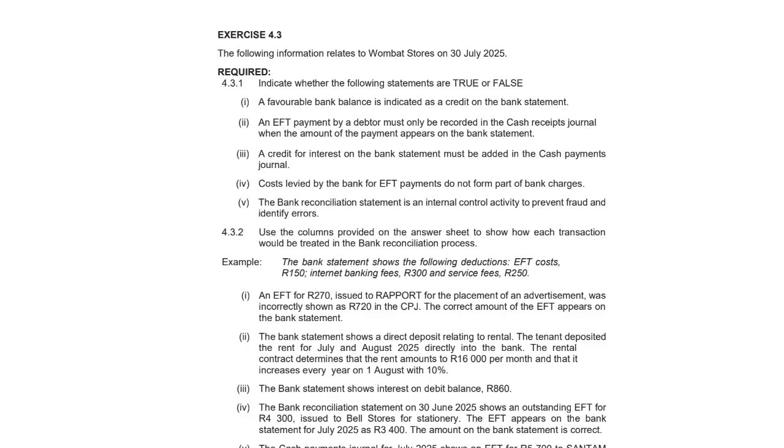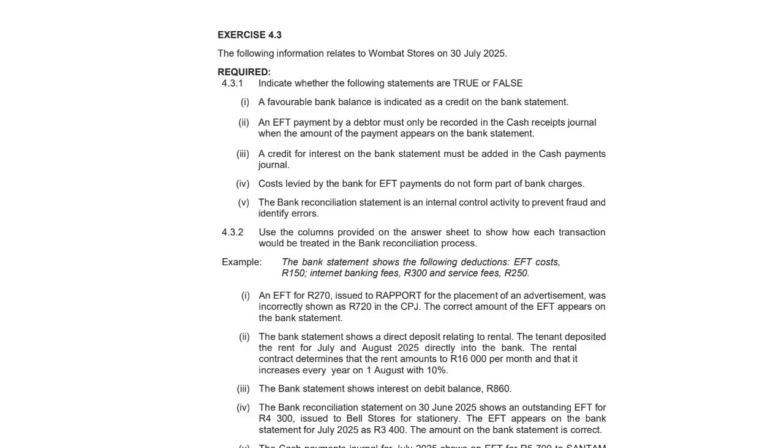That's true. Number 2. An EFT payment by a debtor must only be recorded in the cash receipts journal when the amount of the payment appears on the bank statement. That's also true. Number 3. A credit for interest on the bank statement must be added in the cash payments journal. That is false. It goes to the cash receipts journal because a credit for interest on the bank statement is a favorable interest on current account.